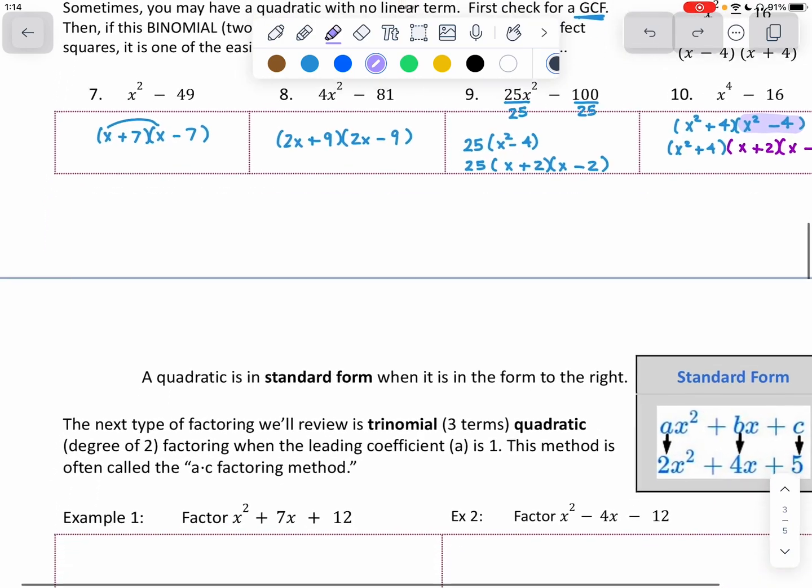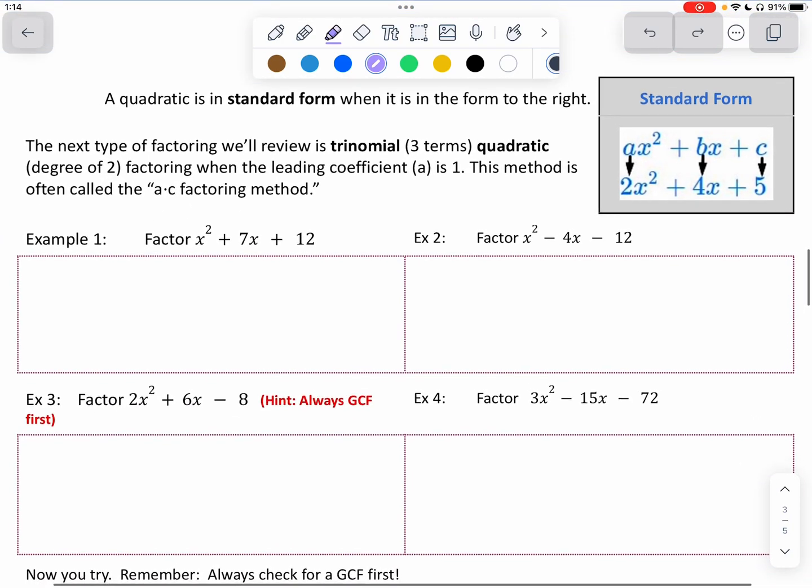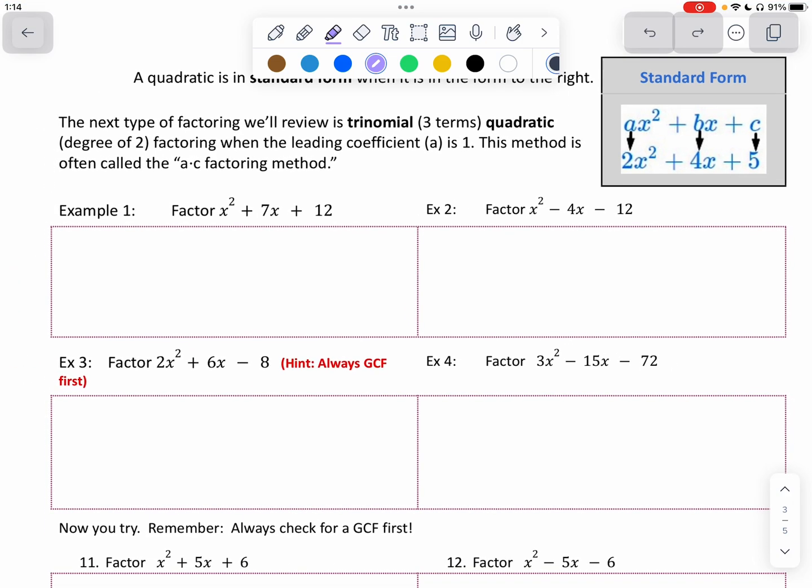So in the next part 4 of the video, we'll look at factoring a quadratic in standard form when the leading coefficient is 1.